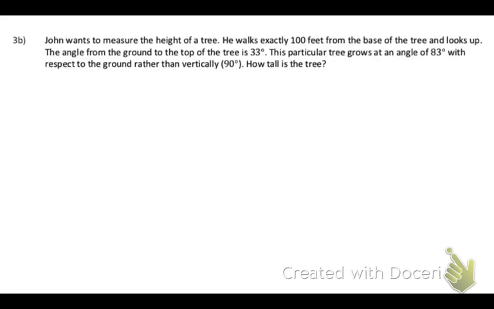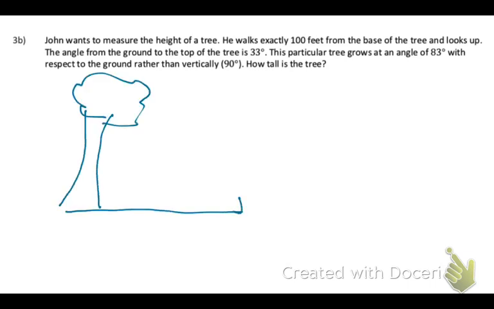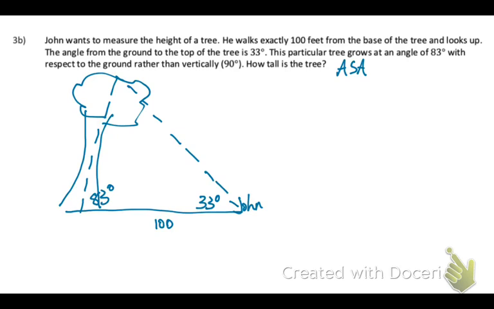Let's try another real-life application. So John wants to measure the height of a tree. He walks exactly 100 feet from the base of the tree. The angle from the ground to the top of the tree is 33 degrees. So that's an angle of elevation, which I'll mark. This particular tree does not grow at a 90 degree angle. However, it grows at an 83 degree angle. How tall is the tree?